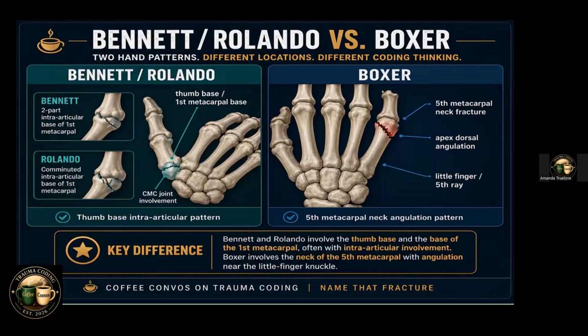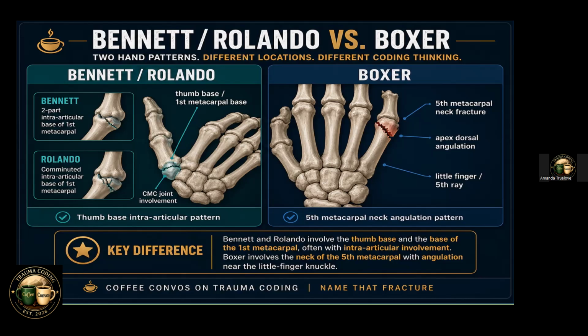So if we're comparing all of these, we've got our Bennett, we have our Rolando, and we have our boxer. So it's helpful to understand your thumb base intra-articular, which is your Bennett and Rolando, versus your fifth metacarpal neck angulation contrast, which is your boxer.